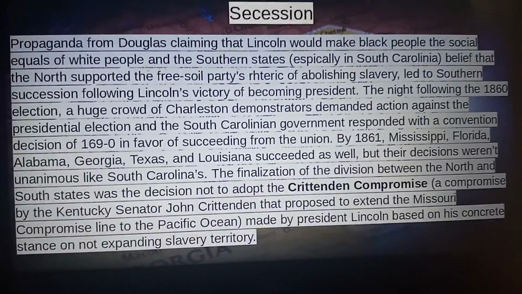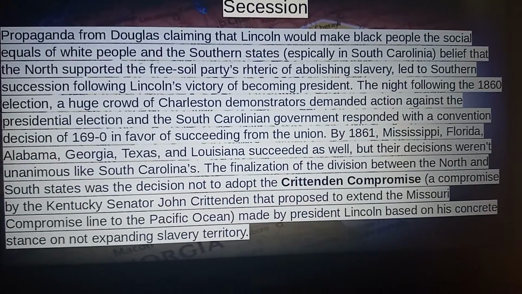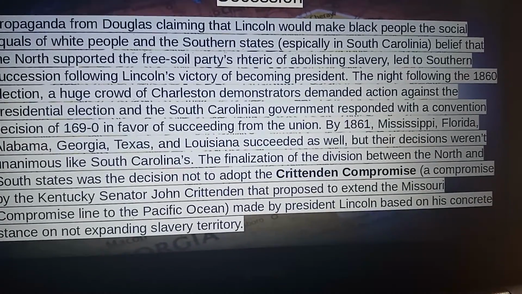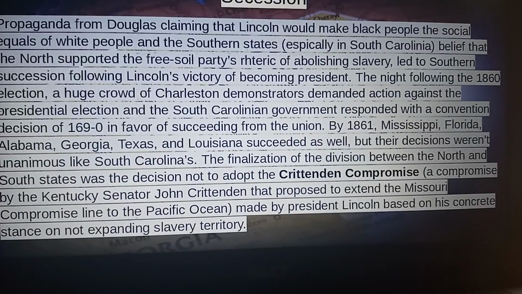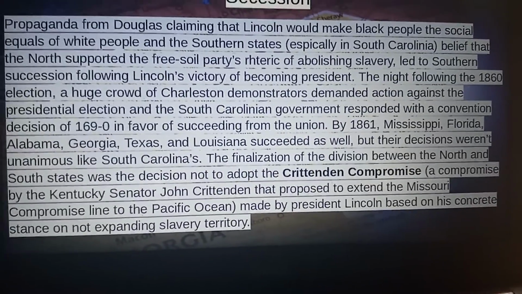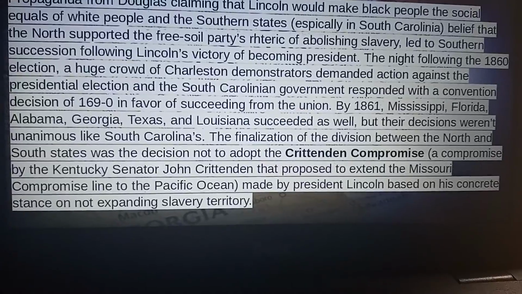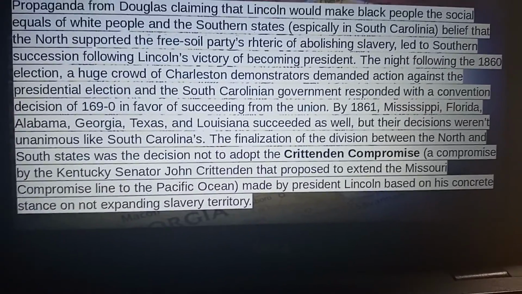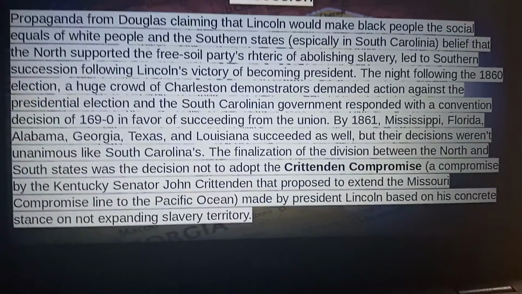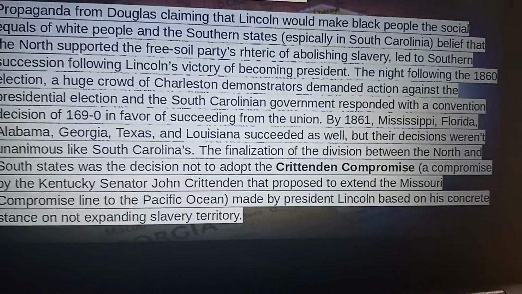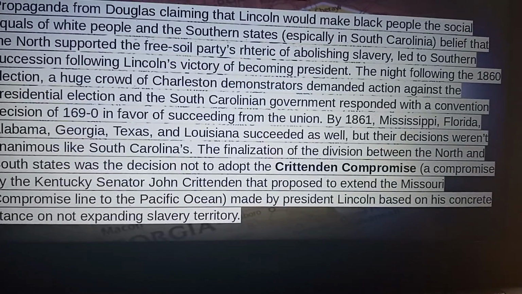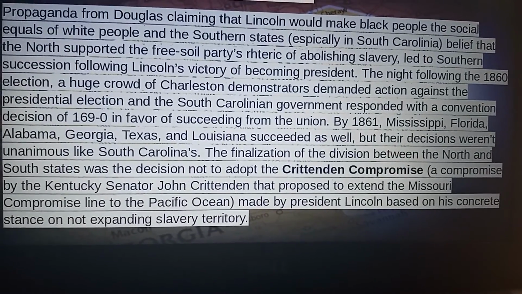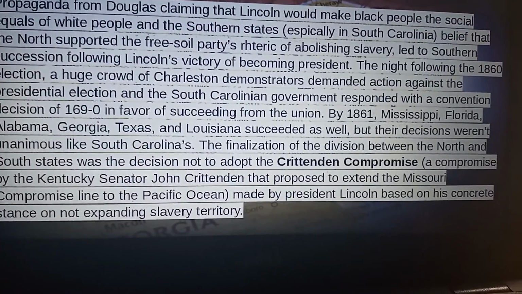Propaganda from Douglas claiming that Lincoln would make black people the social equal of white people in the southern states, especially in South Carolina, believed that the North supported the Free Soil Party's rhetoric of abolishing slavery. This led to Southern secession following Lincoln's victory of becoming president. The night of the 1860 election, a huge crowd of Charleston demonstrators demanded action against the presidential election, and the South Carolinian government responded to the convention decision of 169-0 in favor of seceding from the Union.